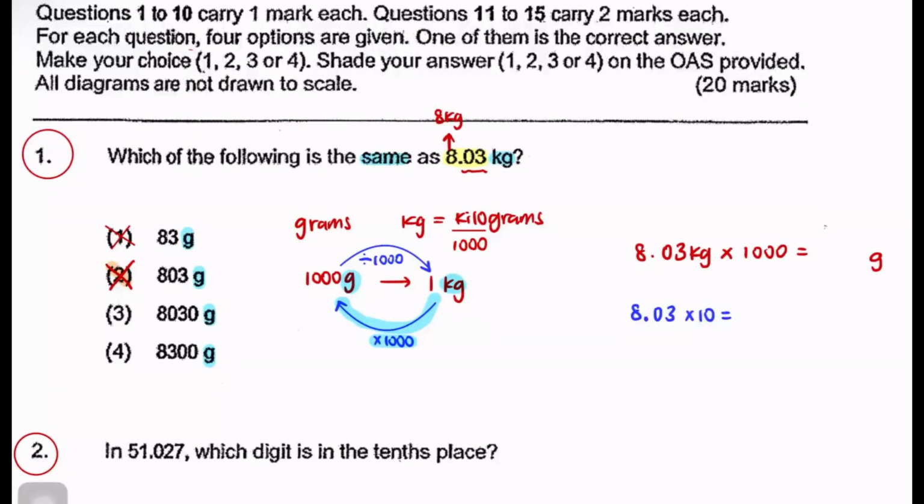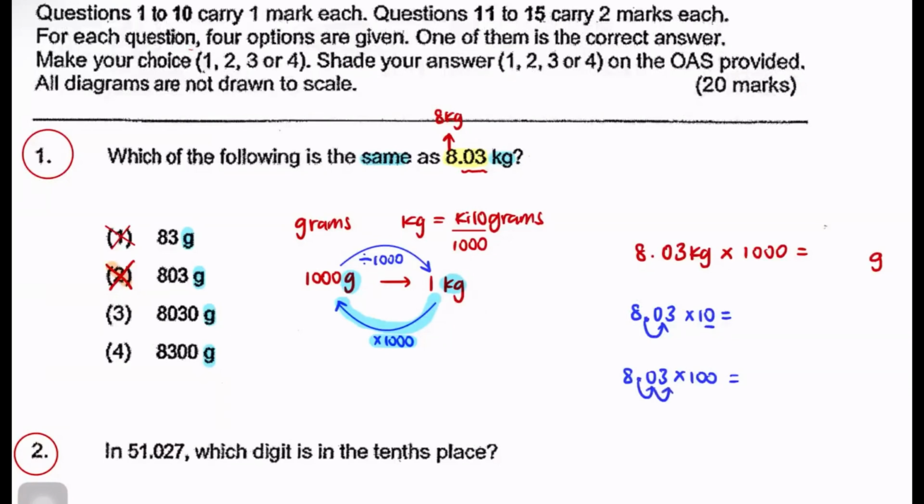Okay, now this dot is here. Do I move to the left or do I move to the right? Right. Very good. I move to the right. How many times? 1 time. If you have 1 zero, you move it 1 time. Okay, now, 8.03 times 100. Want to make a guess? You move the dot again, but how many times? 2 times. Thank you, Amber.